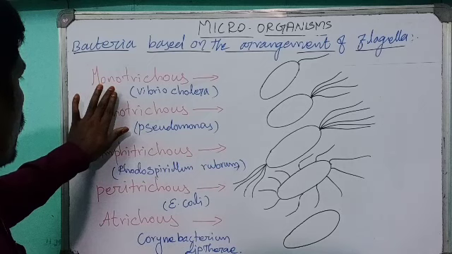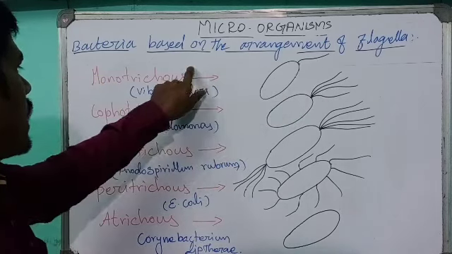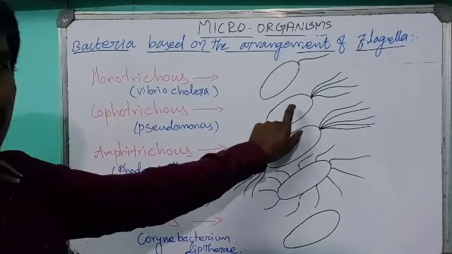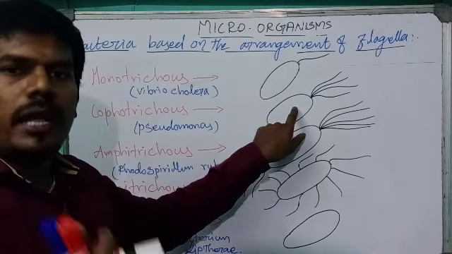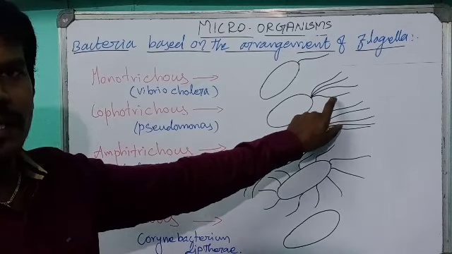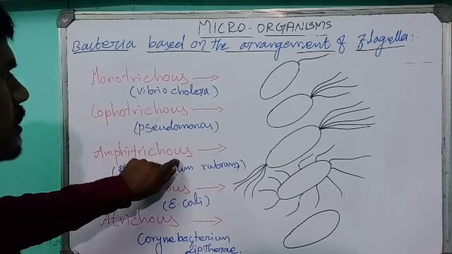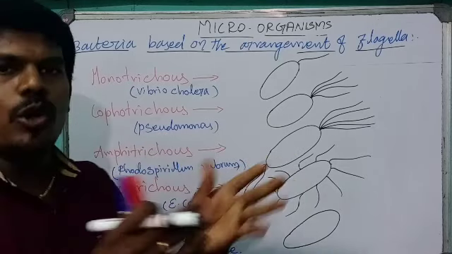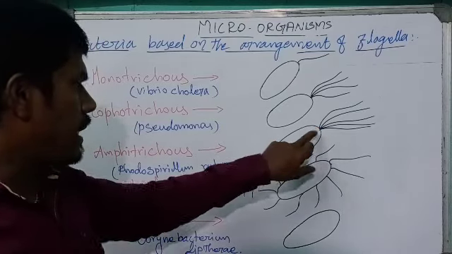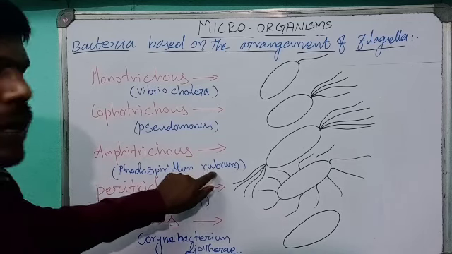See, Monotrichous means only one flagellum at a single end. A good example is Vibrio cholerae. And Lophotrichous means a bundle of flagella at any one end of the bacterium, that means a group of flagella. That is the good example for Pseudomonas. And Amphitrichous, the bacterium has bunches of flagella at both ends, the two sides. That arrangement is called Amphitrichous. A good example is Rhodospirillum rubrum.